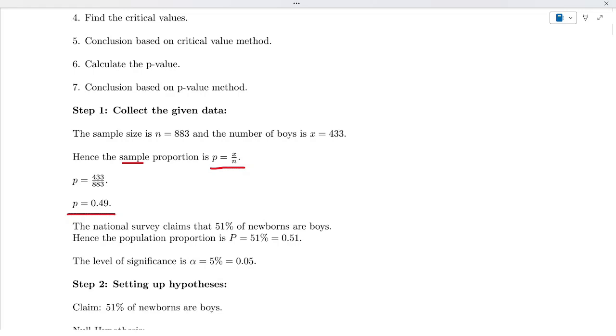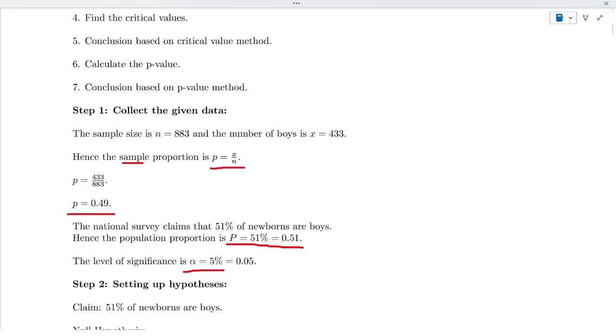Now, what is the question saying? The question is saying that the national survey claims that 51% of newborns are boys. So we can consider that in the whole country, the population proportion, denoted by capital P, is 0.51. And again, in the question, we are provided that the significance level is 5%. The significance level is denoted by alpha.